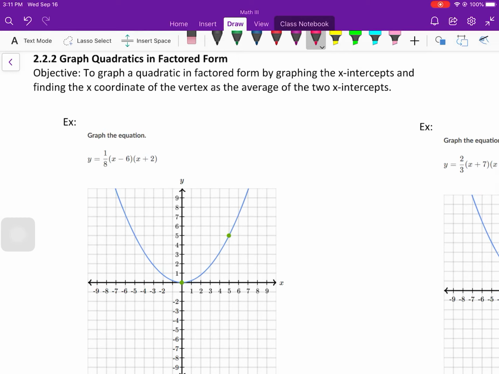So let's graph using factored form. Now, what does factored form do? We wrote it in the last section, but in case you didn't review that, factored form highlights the zeros. Now, what are the zeros? The zeros are also the x-intercepts. You know, it's the value of x that makes our y value 0.